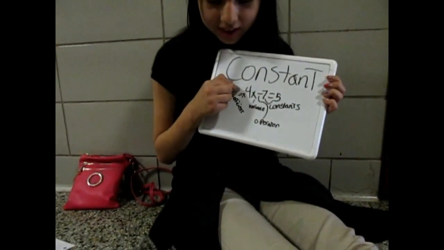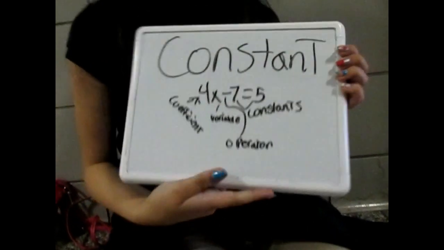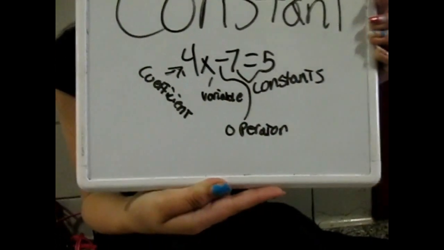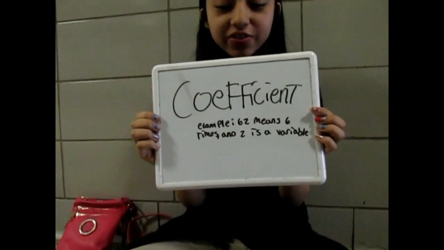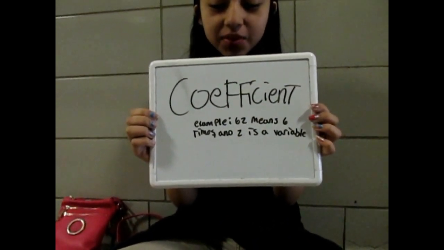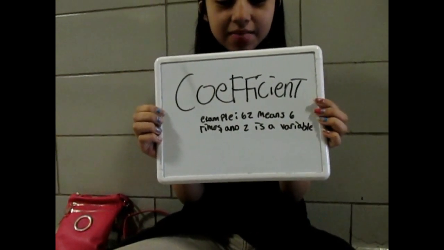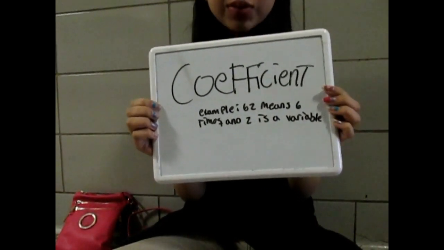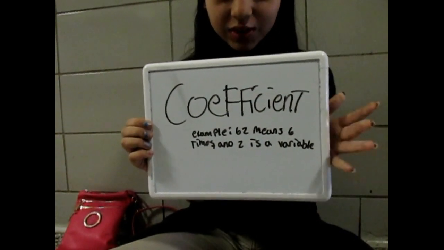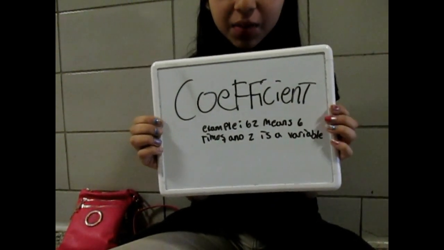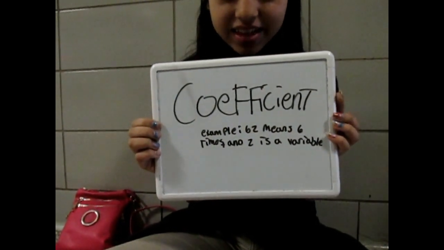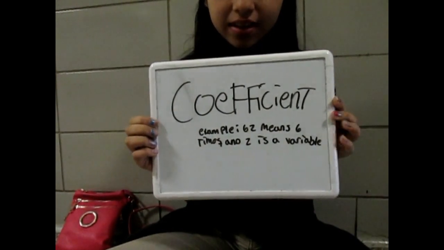Coefficient: a number used to multiply by a variable. Example, 6z means 6 times z. In this example it was 2, not z. This 2 is a variable, so 6 is the coefficient. Sometimes a letter stands in for the number.